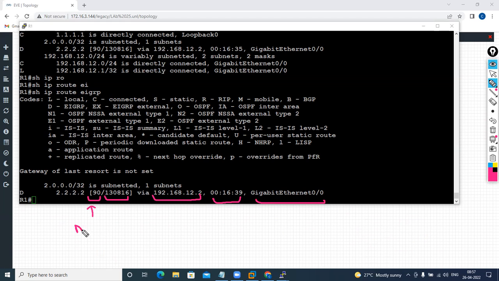This is the administrative distance. This is the feasible distance. This is the neighbor IP. This is the uptime. And this is the exit interface, meaning from which interface I can reach 2.2.2.2.